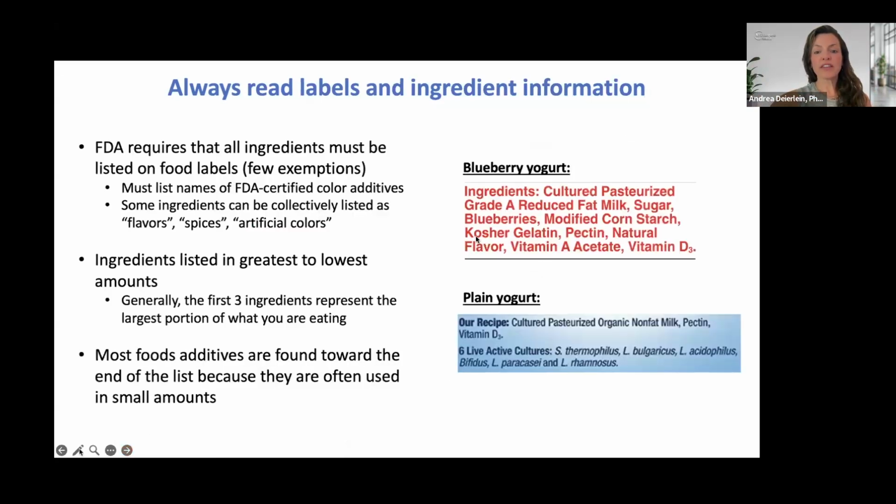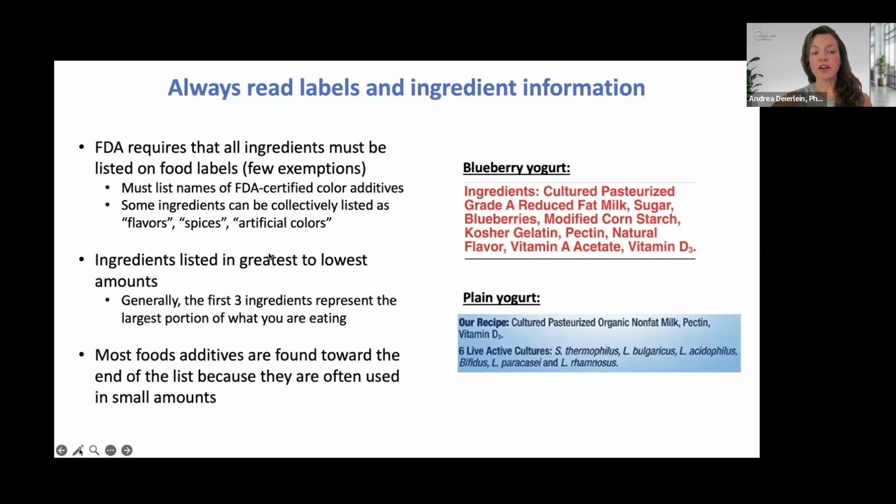When we look at the ingredient label, the FDA requires that all ingredients must be listed on the food label, so there are very few exemptions. You're often going to see them list all of the names, particularly color additives. As I mentioned, some of them, like titanium dioxide, are not going to be listed as titanium dioxide. It is allowed to be listed as an artificial color. So you might want to look out for things like artificial spices or colors or flavors that might hint at some sort of more chemical food additive being in the food.